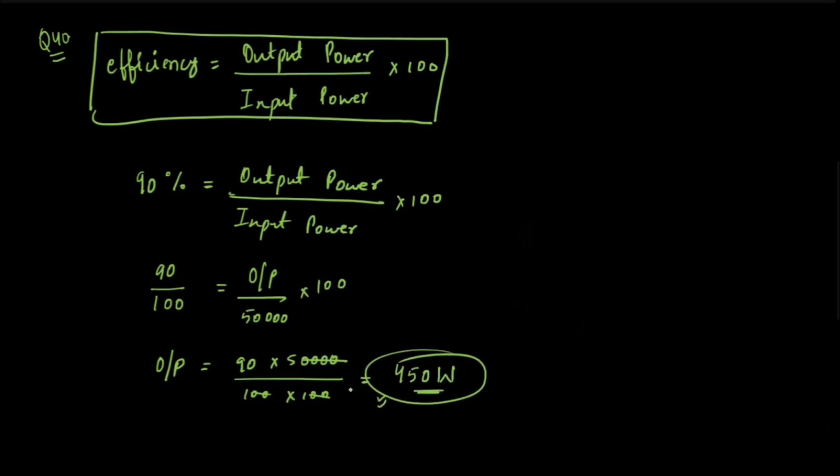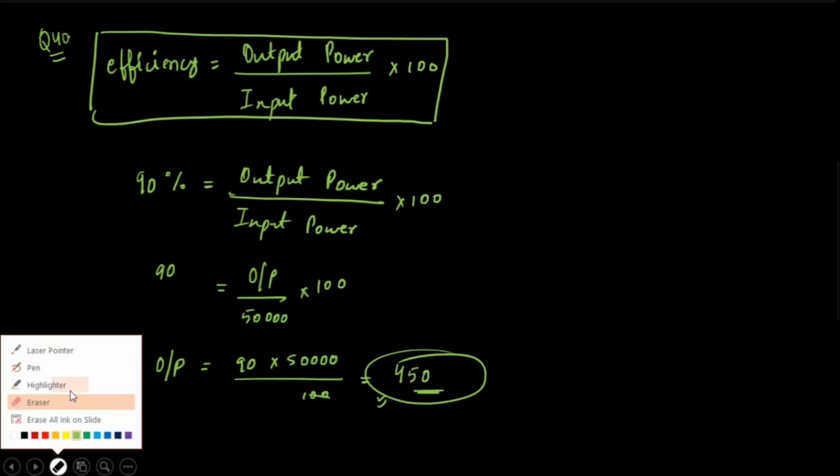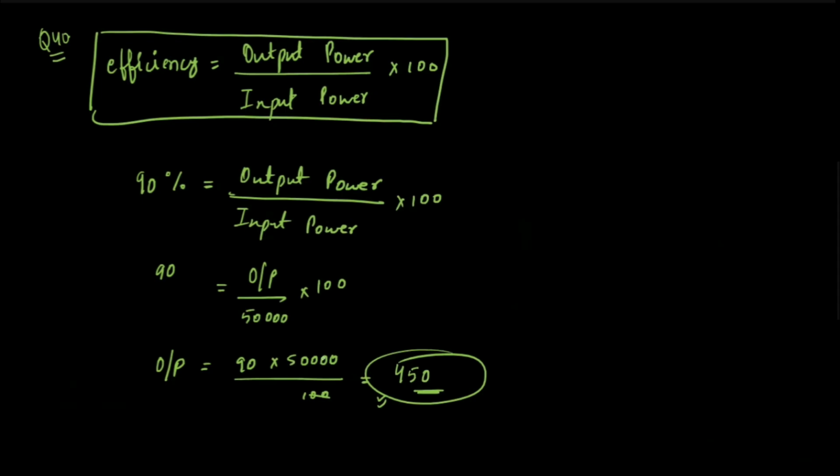This means that whatever total value of power is there, it must have lost some power, and I should write it as 90 into 50,000 by 100 only. So this will give us 45,000 watts of output power. Now, the idea we got from here is that whenever efficiency is given, you have to find out how much work it is going to do. So this is the power with which it is going to do work.